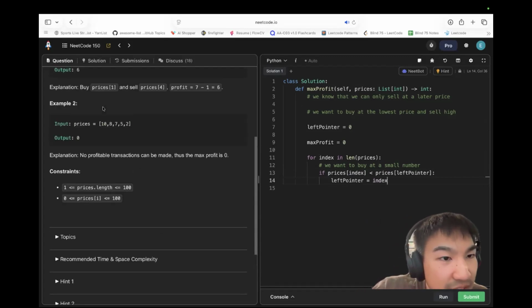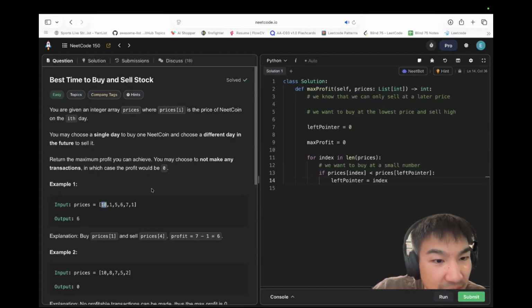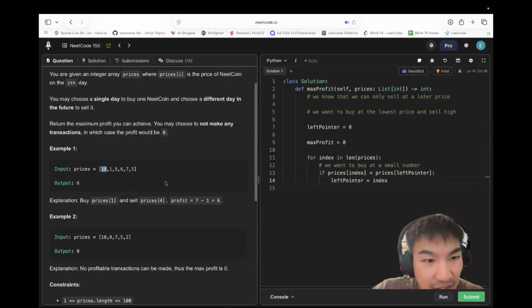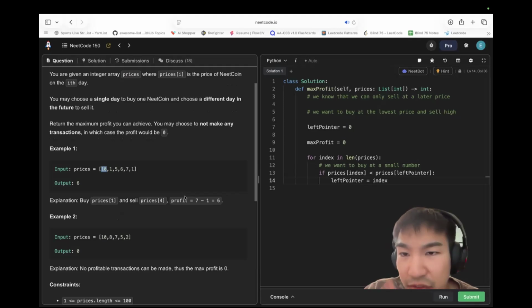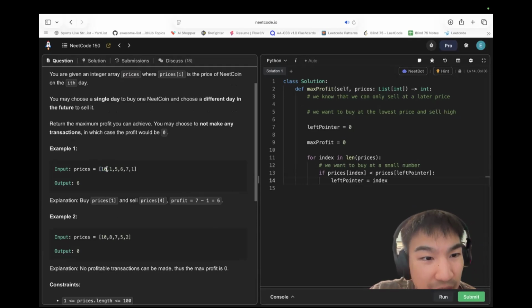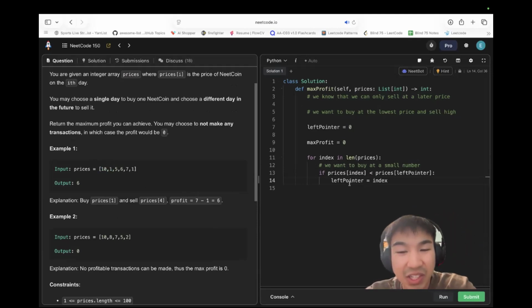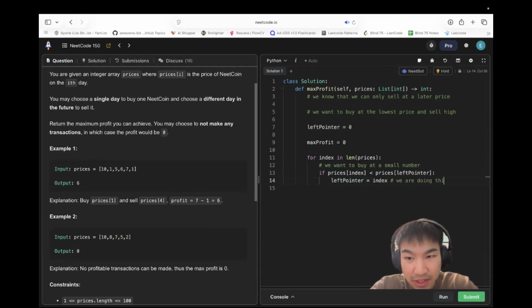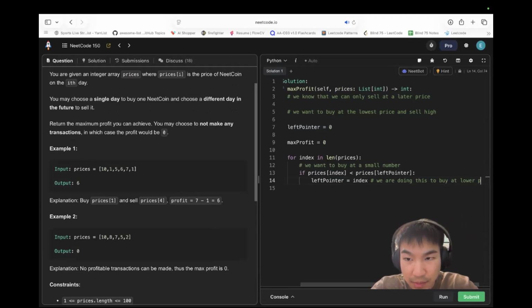Okay, for example, let's say we have 10. We read in 10, and that's where our left pointer is, because we're trying to make the left pointer the smallest possible, because we're trying to buy low. So if we see 10 right here, but then we see 1, would you rather buy at price 10 or at price 1? You'd rather buy at price 1, so that you could sell for more later. That's why we're doing this, to buy at a lower price.